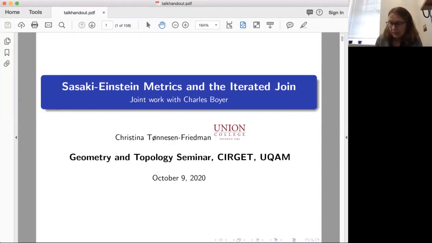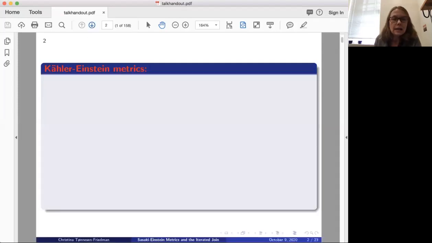So we're going to have to do some foundational work first in order to get it started, and I will talk a little bit about an example and how difficulties arise when you really have to do the iteration forever. So let's get started. I'm just going to have one slide reminding us of the Kähler-Einstein metrics, because they are lurking in the basement of Sasaki-Einstein metrics.